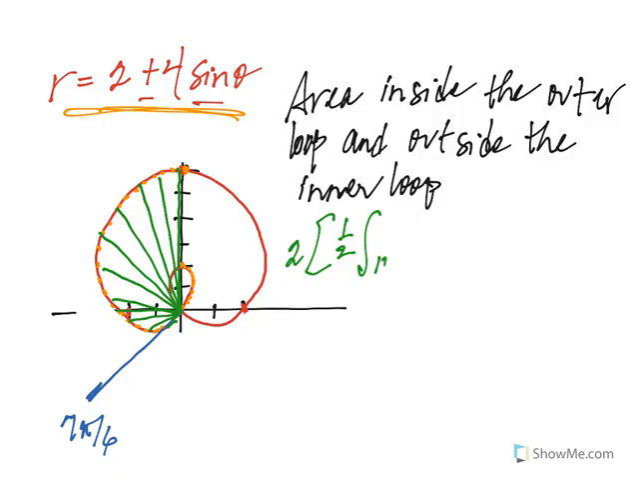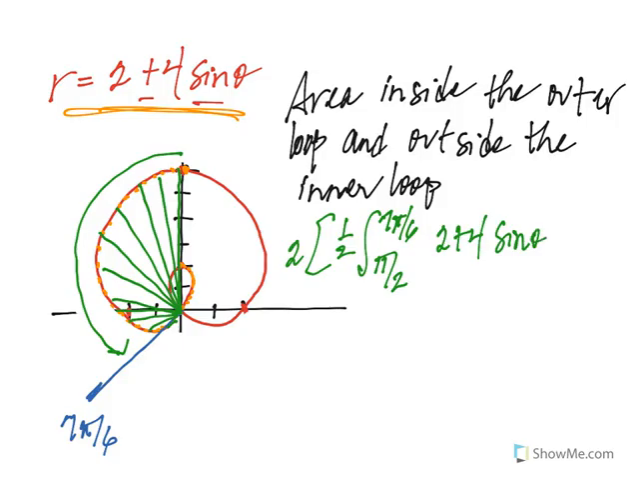And I've got 1/2 my integral from pi over 2 to 7 pi over 6. It goes from here just to right there. That is going to be the left-hand side of the outer loop. This is 2 plus 4 sine theta, the quantity squared d theta. Now, this is giving me too much area because those pie slices or sectors have passed through the inner loop. I then need to take them out.